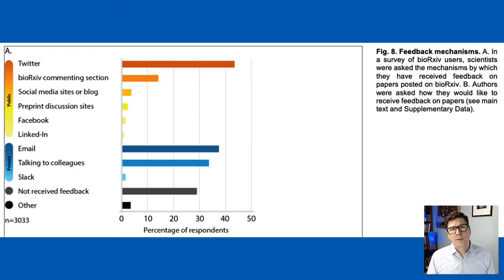So how are the authors getting feedback on these preprints? This is from the 2019 publication on bioRxiv, and this figure is showing that over 40% of authors are getting feedback on their preprints through Twitter, and more than 35% are getting feedback by email. More than 30% are getting feedback by talking to colleagues. About 15% are getting feedback through the bioRxiv comments section, and nearly 30% didn't get any feedback at all. So it appears that most authors are getting at least some feedback on their preprints that they can then use to improve their final article.